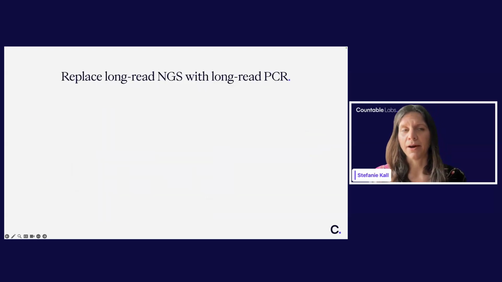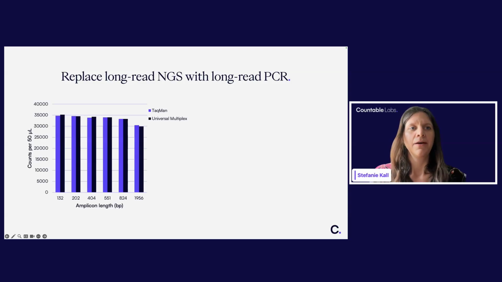So one last interesting experiment we did in Countable PCR is we wanted to interrogate whether you can replace long-read NGS with long-read PCR. This is about really knowing if your entire vector is present and accounted for in your experiments. So we designed a walking amplicon from the CMV enhancer all the way down to the poly A tail, and that makes the max amplicon length about 2,000 base pairs.